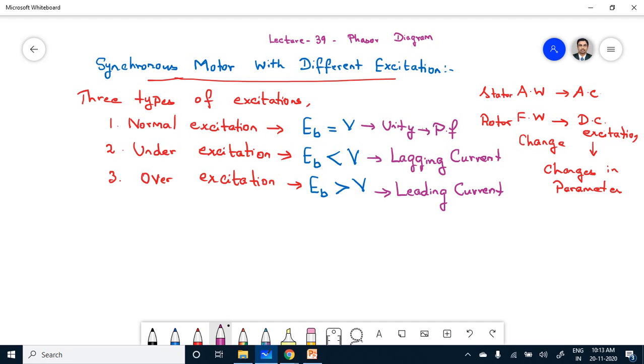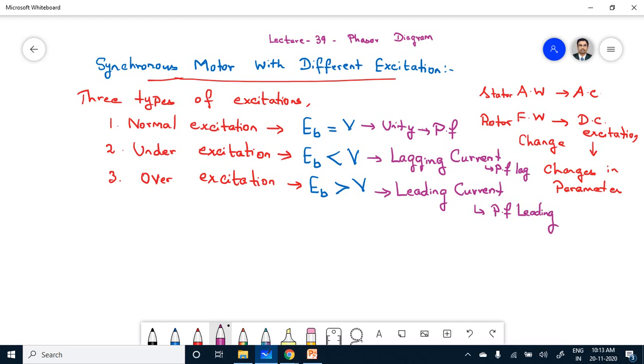With lagging current, the power factor will be lagging power factor. With leading current, the power factor will be leading. The power factor is leading.